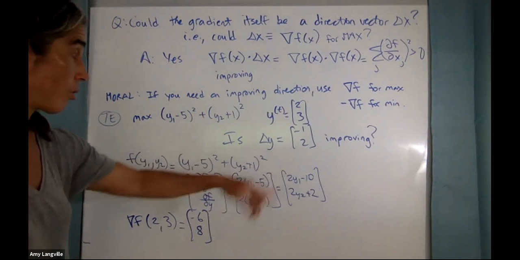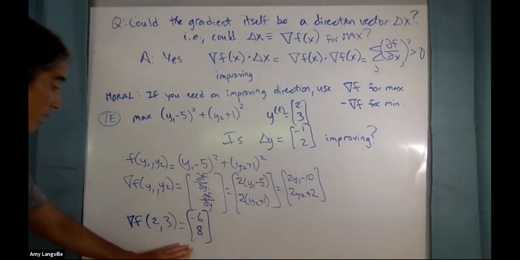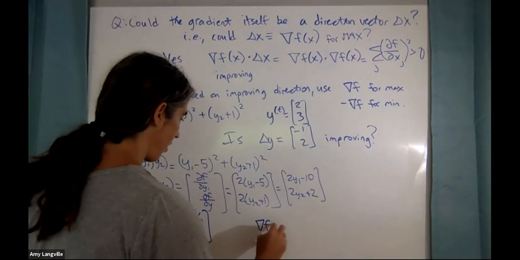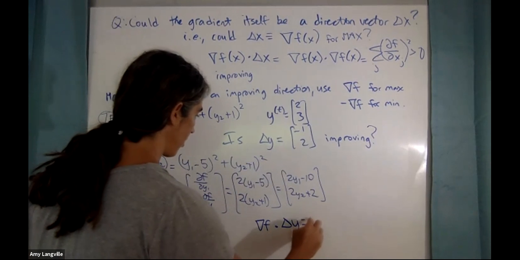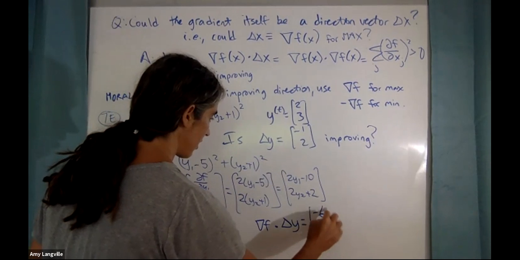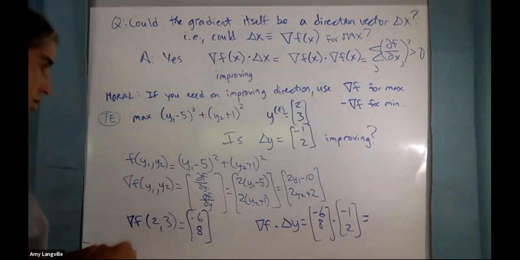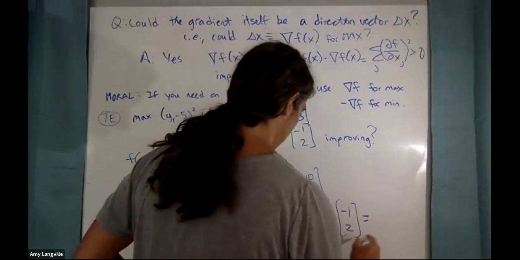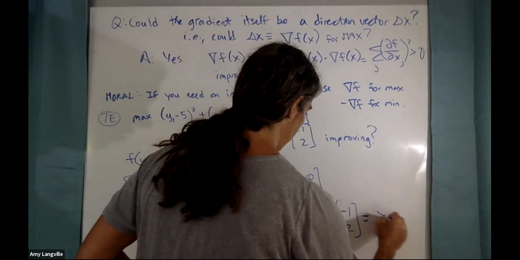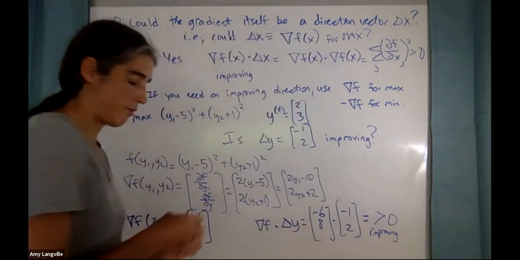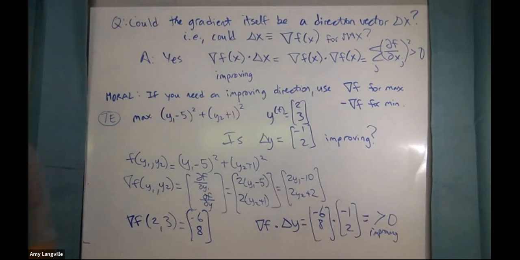Okay, then to figure out the answer to the question, now we've done enough calculations, we need to dot this with this. So the gradient of f dotted with the direction vector is going to be -6, 8, dotted with -1, 2. And that is +6 plus 16, so 22, which is greater than 0, improving. So let's see what happens on our surface. Let's take a look.